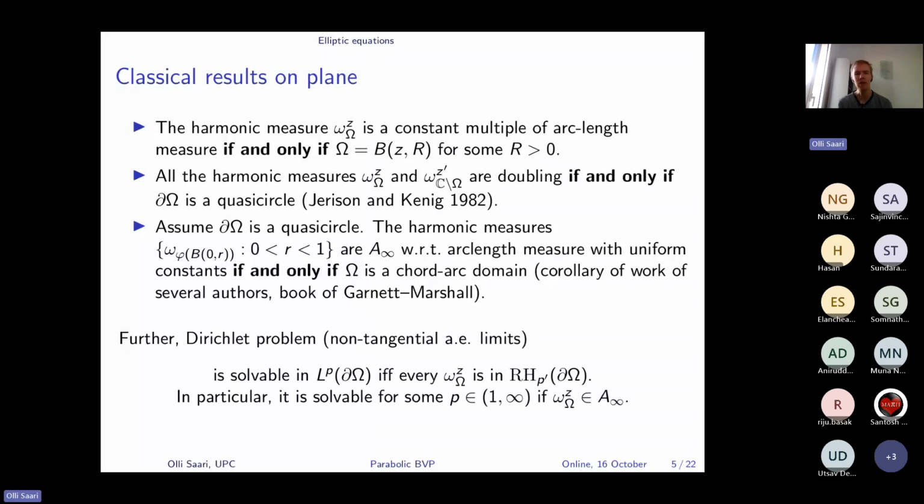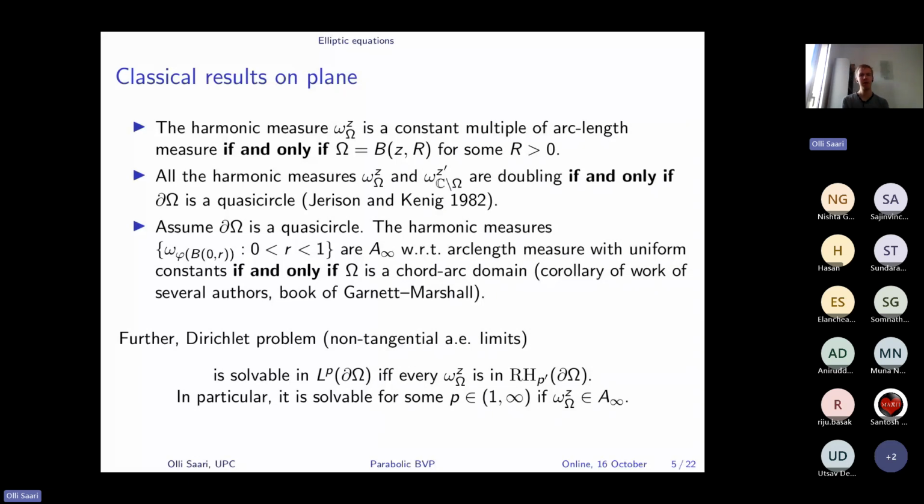Okay, and now these chord arc domains are very important in the analysis of boundary value problems, because there is an additional theorem which tells you that the LP-Dirichlet problem can be solved if and only if the harmonic measures are in the reverse-Hölder class with exponent p prime. And in particular, we know that the Dirichlet problem for some LP is solvable if and only if the harmonic measure is in A infinity.